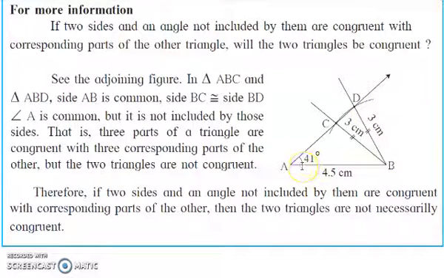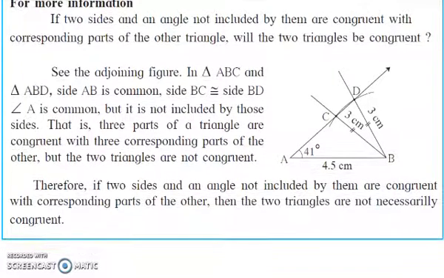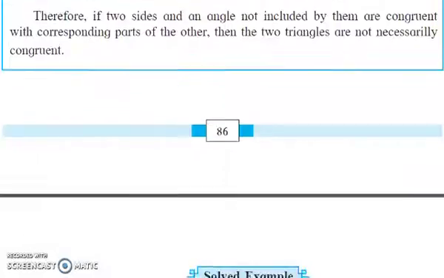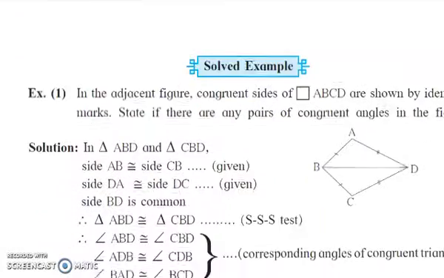We have seen that if two angles are congruent and the third side which is not included in those two angles is congruent, then the two triangles are congruent. But here the opposite case is there. Here two sides are congruent, but the angle is not included between those two sides. So it cannot be congruent.